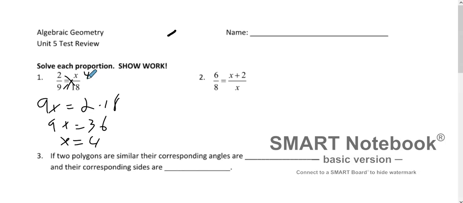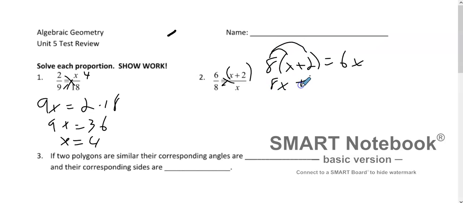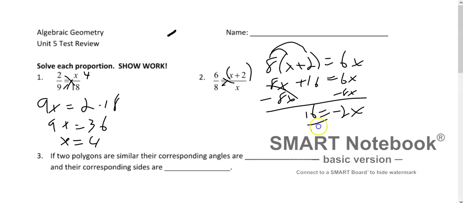Next, as soon as you see a plus, put parentheses, so you remember to distribute the 8 to both. So what we're going to have here is 8 times the binomial x plus 2 equal to 6 times x. You've got to remember to distribute the 8 to both. Now, since I have a number and a letter over here, I'm going to move the 8x over by subtraction. Doesn't really matter. It's going to end up in a negative answer no matter what I do. So that gives me 16 equals negative 2x. Divide, x equals negative 8.